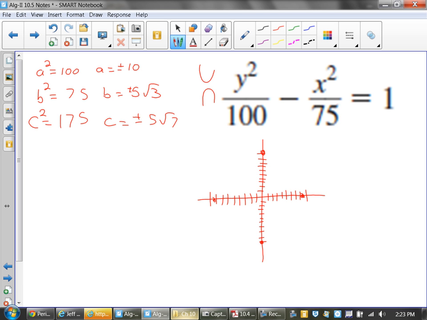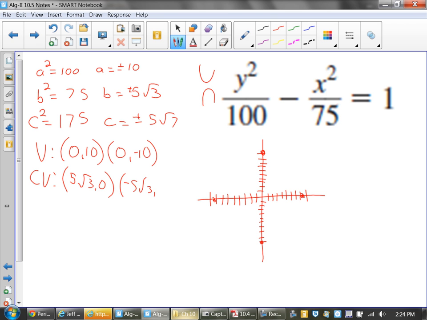So right now we have vertex, 0, 10, 0, negative 10. We've got co-vertex, 5 root 3, 0, negative 5 root 3, 0. Focus. Well, first of all, let's draw our box.